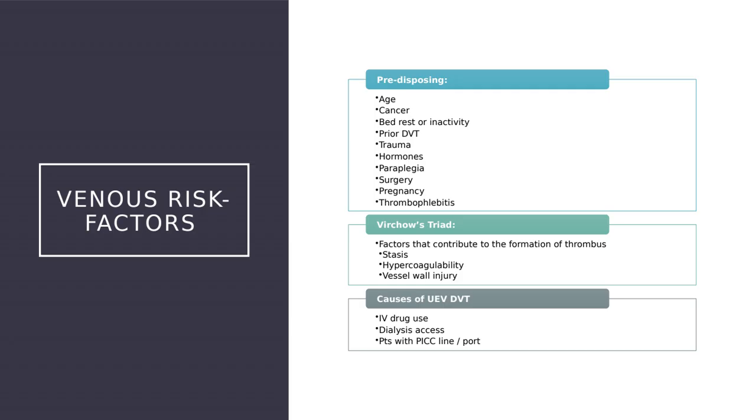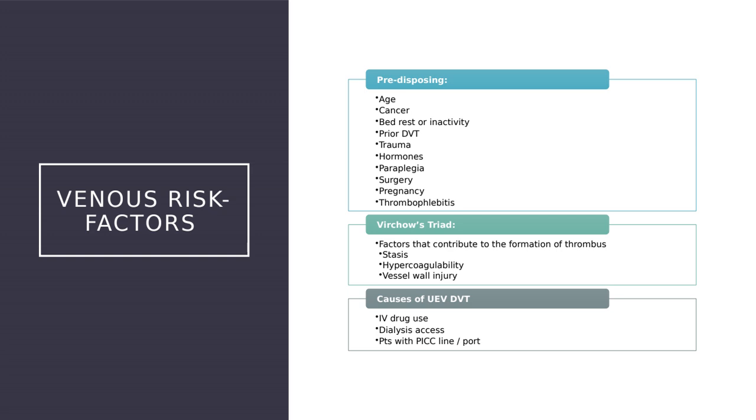If you have any condition that's going to put you into a hypercoagulability state, so post-surgical, hormones, that right there, check that off. Any kind of vessel wall injury. So maybe you just had a recent cardiac interventional procedure where they went in and now you have injury to that vessel. Causes of upper extremity DVT.